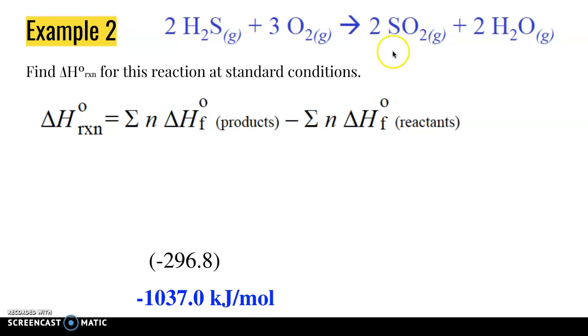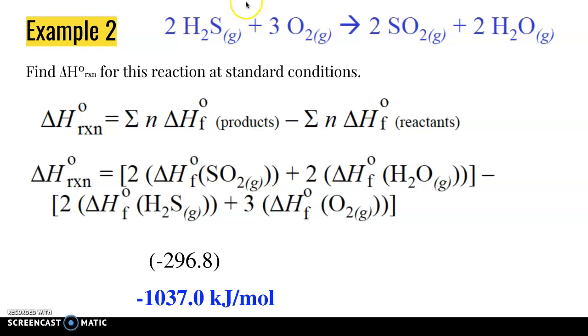Our products are SO2 and H2O. Our reactants are H2S and O2. We have to apply all the stoichiometric coefficients, so each one of these is going to be multiplied by 2 or 3. So there's that laid out there.